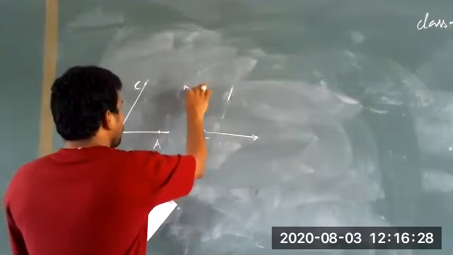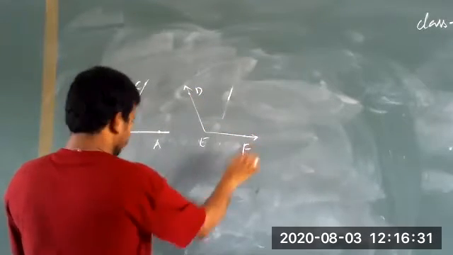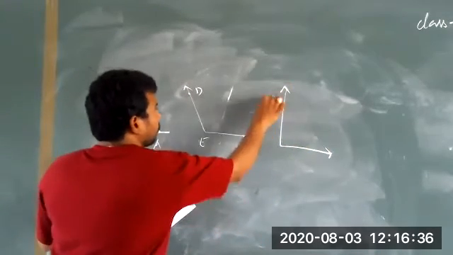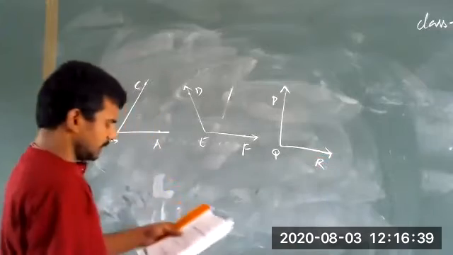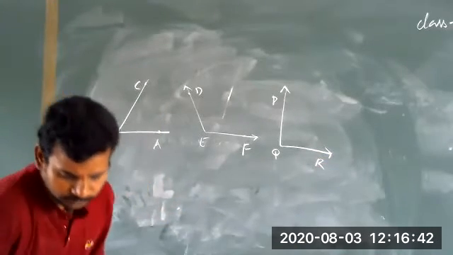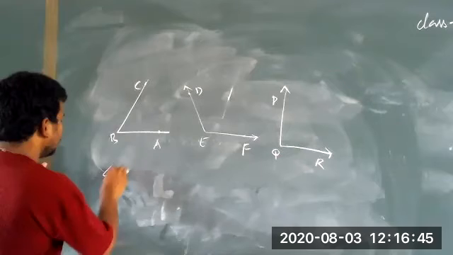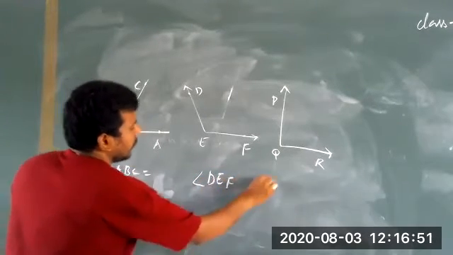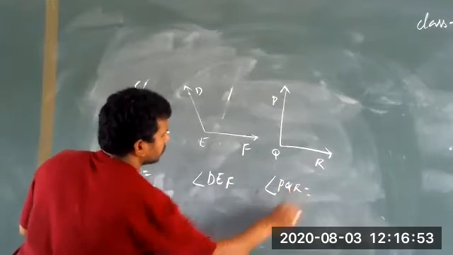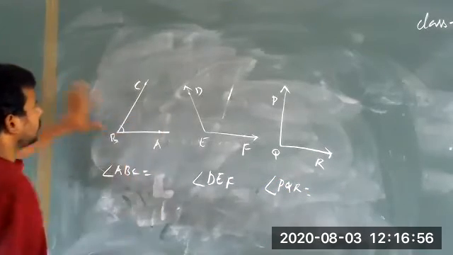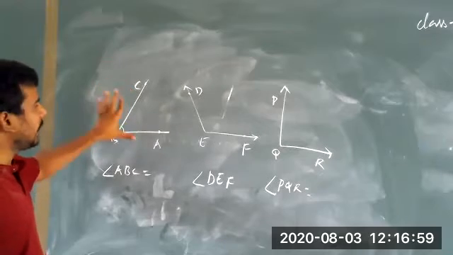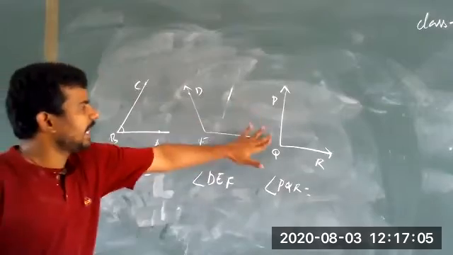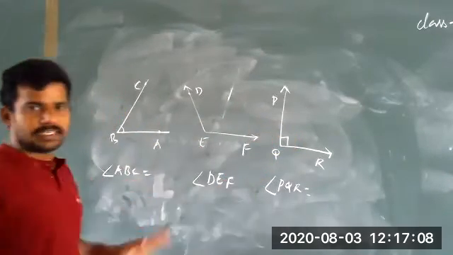E, D, F. PQR. See, children, so angle ABC, angle DEF, angle PQR. See, children, this angle is an acute angle. Why? Because this is below 90. This is the obtuse angle, above 90. This angle is exactly 90 degrees, a right angle.